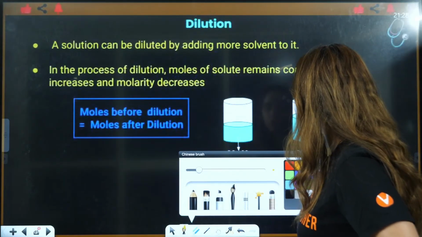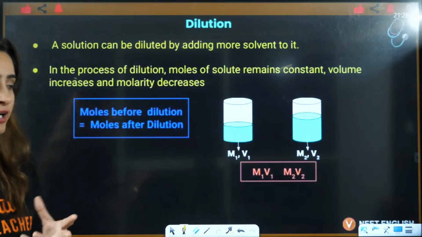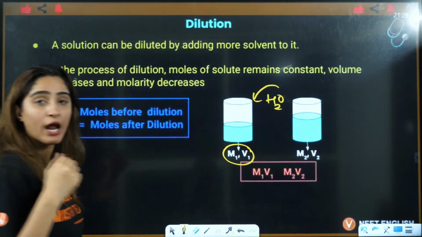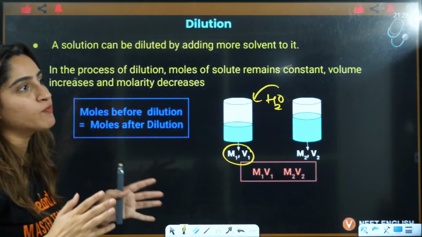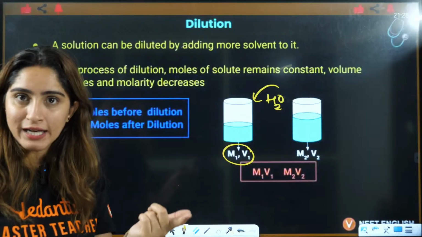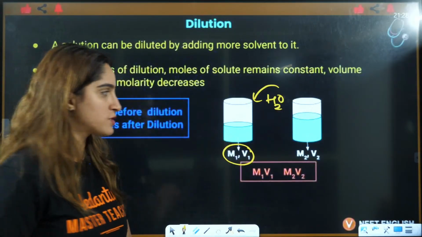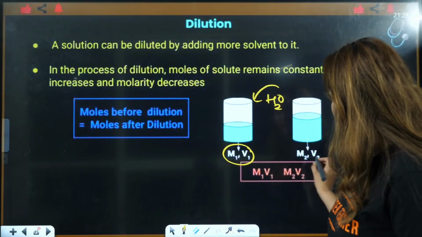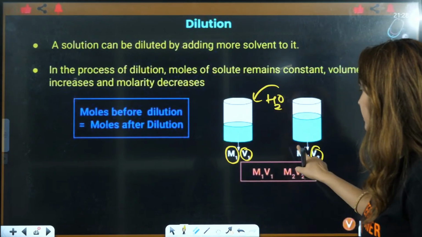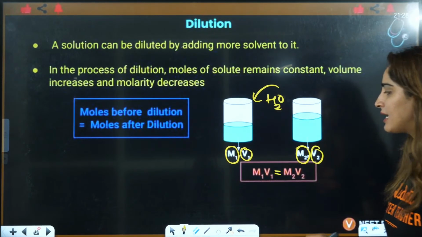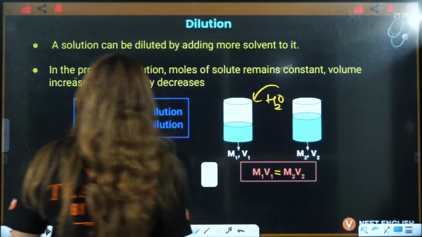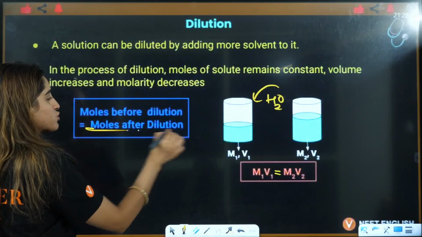Now, for dilution, what you are doing, right? Dilution means you are adding water into it, right? So you have a beaker with M1 V1. You add water into it. Now understand one thing, when you're adding water, molarity will change. Why? Because you're diluting it, right? Second thing is volume will also change. So the final volume is V2 and initial volume is V1. Initial molarity is M1, final molarity is M2. And you will see that M1 V1 equals M2 V2 for a dilution case. Right? So moles before the dilution will be equal to moles after the dilution.